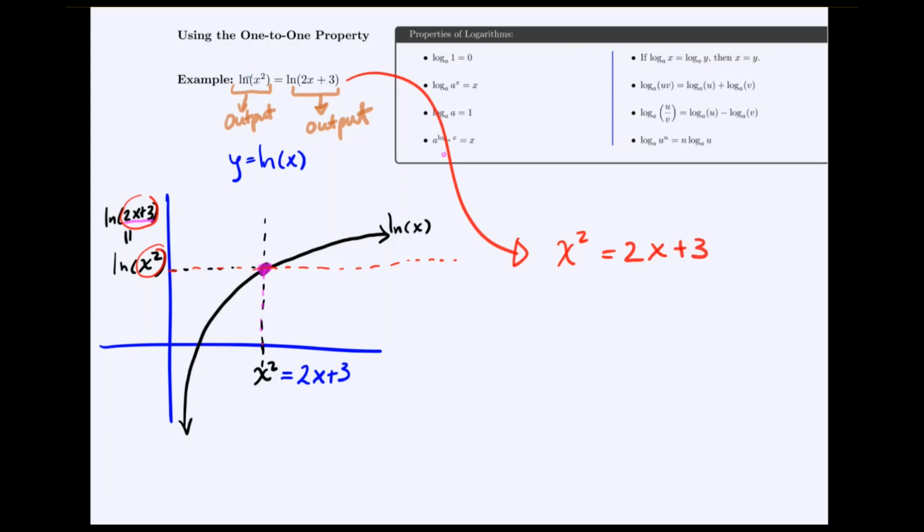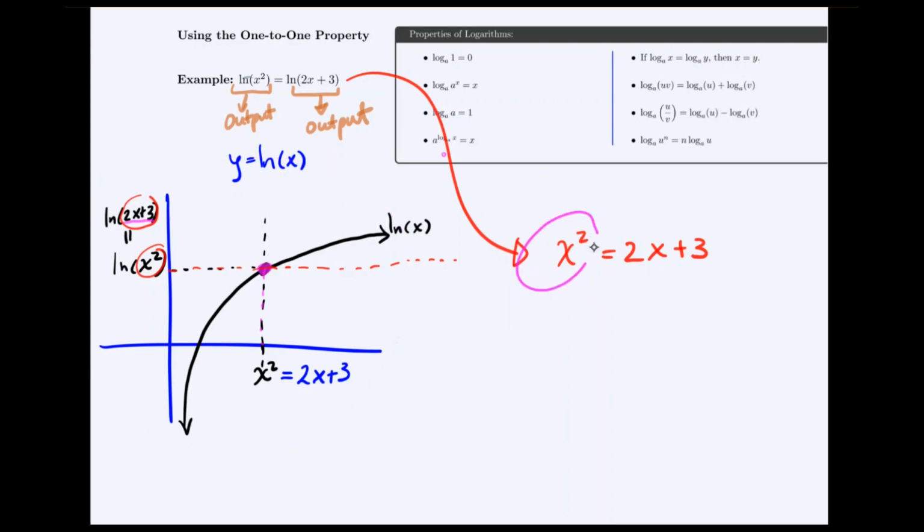And the reason this is beneficial is we've now been able to extract our variable expressions from outside of the logarithms, because right now, being inside the logarithms, we couldn't solve anything. So using the one-to-one property, because of this concept, we are now looking at just solving this equation.